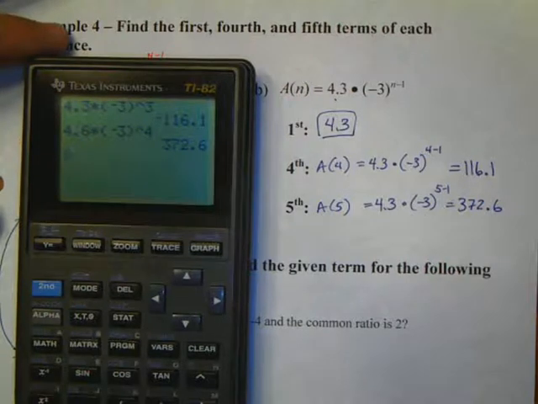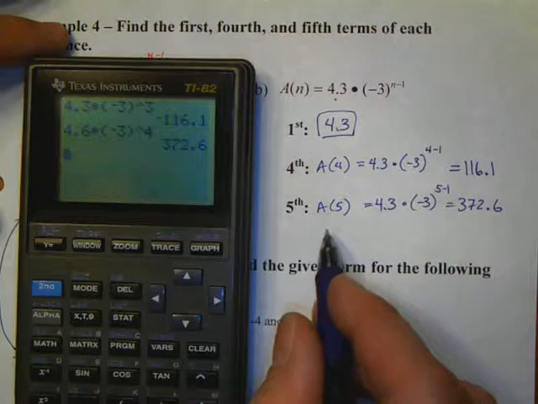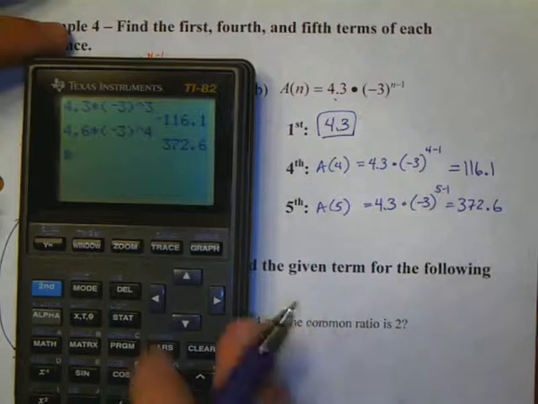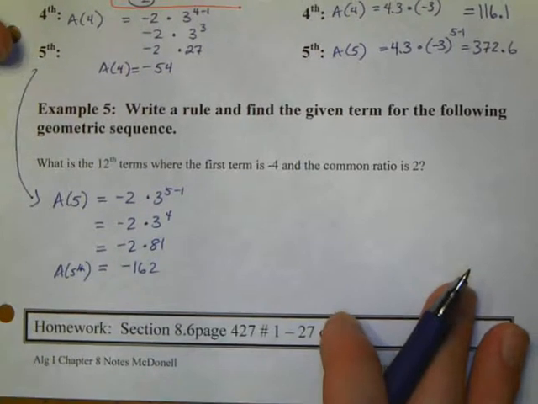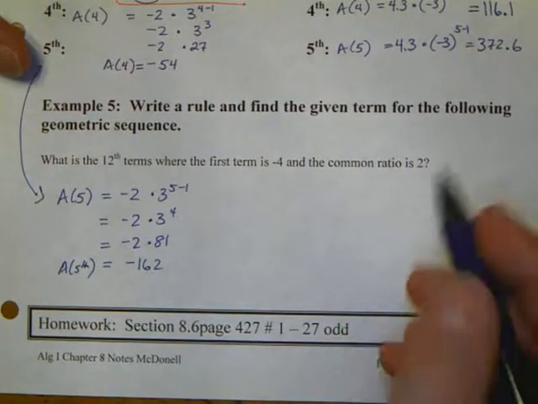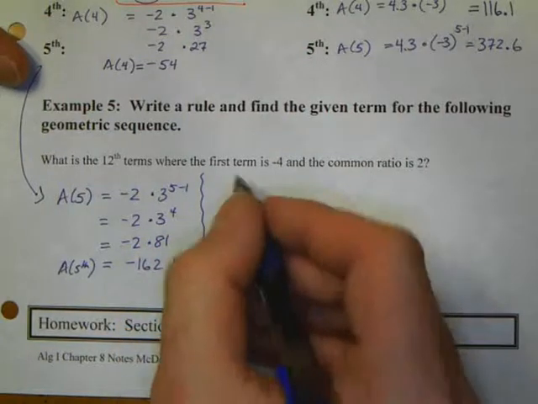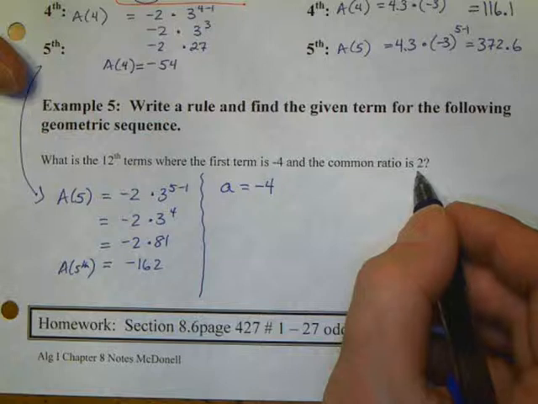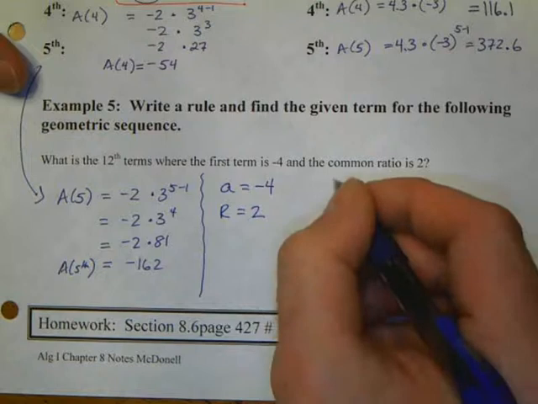116.1. For our fifth term, we're going to say 4.3 times negative 3 to the 5 minus 1. As I plug that in, 4.3 times, parentheses, negative 3 to the 4th power this time. Well, that's positive 372.6. So here's a case where a calculator is really going to come in handy for a lot of these calculations and multiplications. Just as easily I could have asked you for the 50th term or the 100th term, and you would put in 50 or 100 for n, subtract 1, and work it out on your calculator.